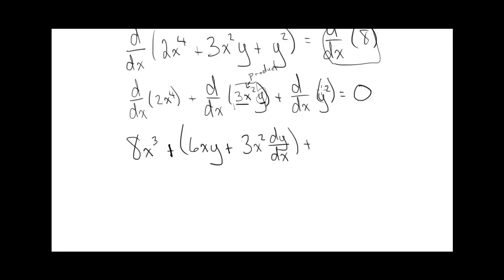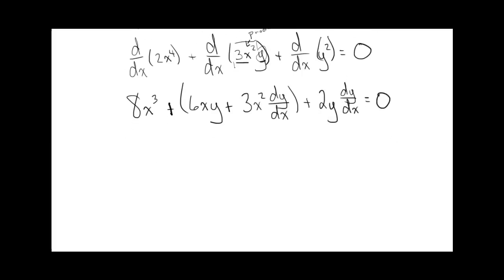plus, now the derivative of y squared with respect to x, same as before. You'd think it's 2y, but then you have to multiply by dy dx because it's really the chain rule. So just think about what we did in the last example. It's the y you have to multiply by dy dx in both of these. So now we're just trying to solve for dy dx.